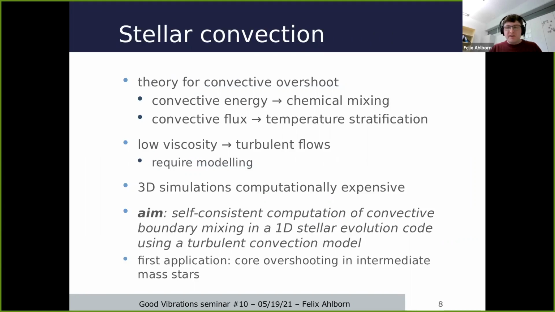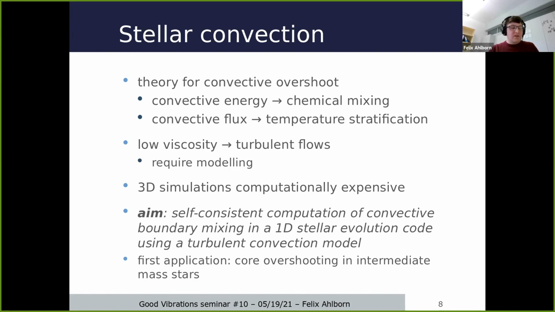Okay, so I hope that I have convinced you so far that we need a theory to describe this convective overshooting. Of course, it would be desirable to find a physically consistent theory which could potentially replace these extra mixing schemes. This theory would need to provide us the chemical mixing and the thermal stratification. To obtain this, we actually need to compute the convective energy profiles and the convective fluxes.